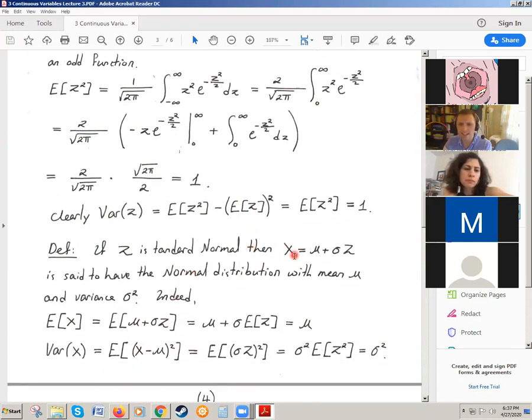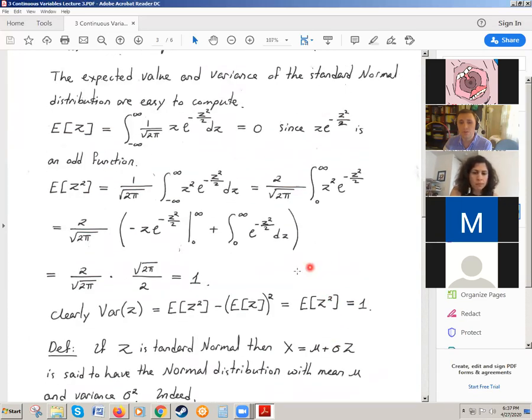So we would say that x has the normal distribution if it's of the form mu plus sigma times z. Yes, mu plus sigma times z. So would you do me this favor? Please calculate the expected value of x and the variance of x based on your knowledge of the corresponding data for z. You know that the variance of z equals 1 and the expected value of z equals 0. So tell me what's the expected value of x and what's the variance of x.